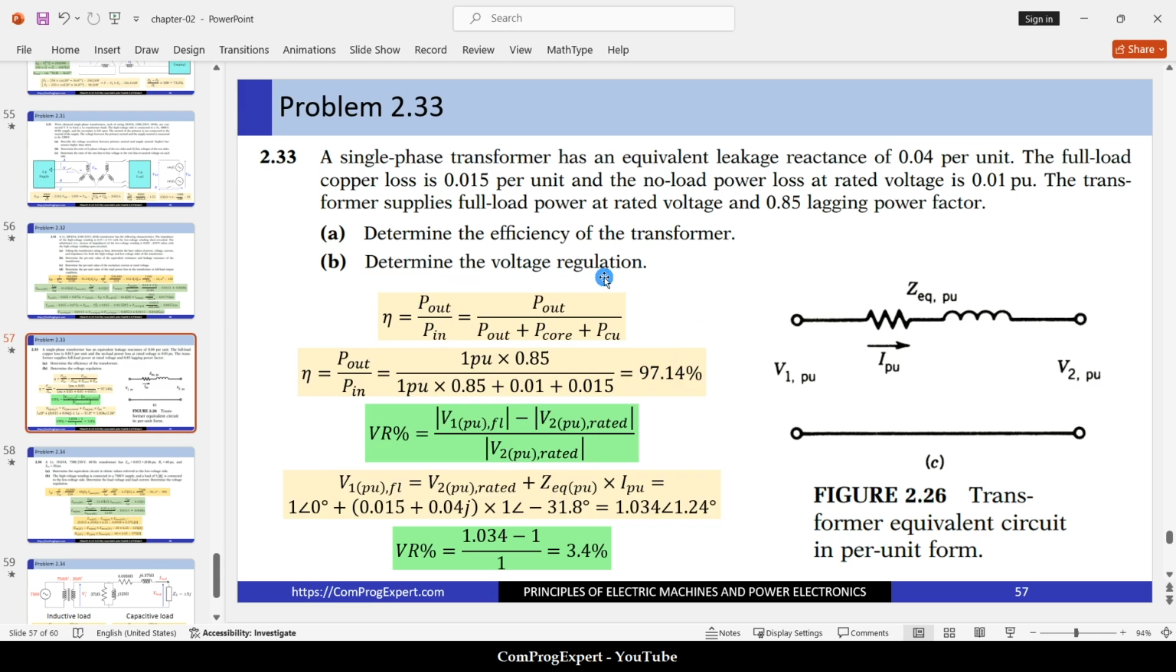And how can we calculate the voltage regulation? This is the equivalent circuit, and here is the equation that I'm going to use for calculation of the voltage regulation. Let's consider V2 in its per unit format, the rated value, and calculate V1 for the full load condition.